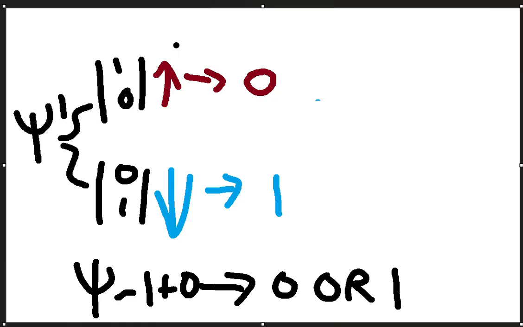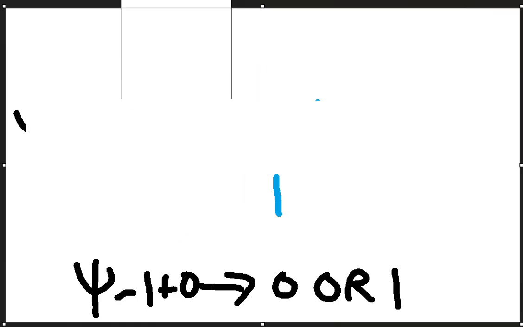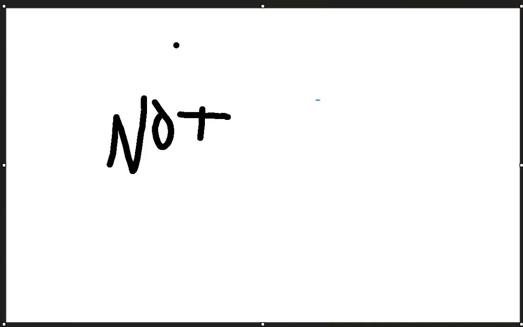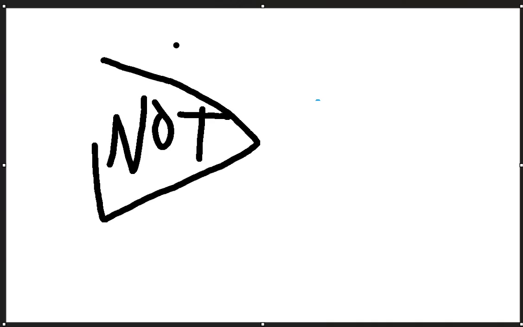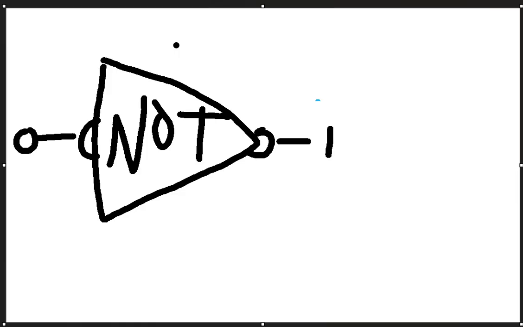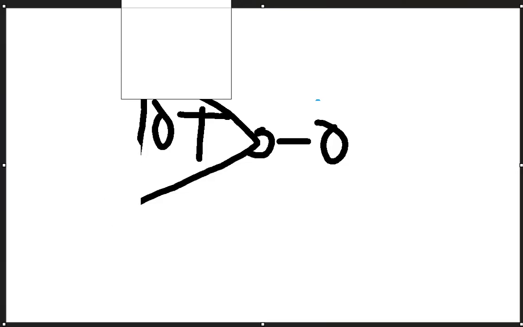It's kind of similar to regular computers. You can have something called a NOT gate. Might look a little bit like that. And basically what it does, if you put in a 0, it will output a 1. But if you put in a 1, it'll output 0, and it'll basically output the opposite of whatever you put in. That's how a regular computer works.